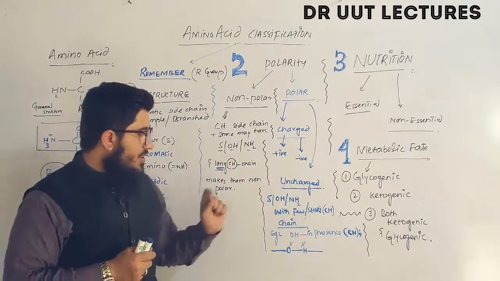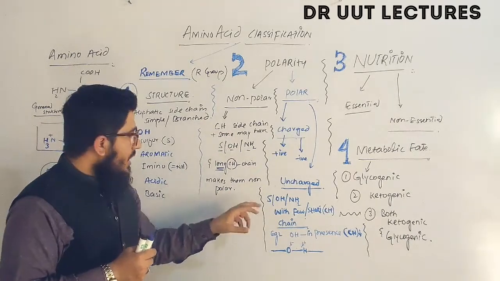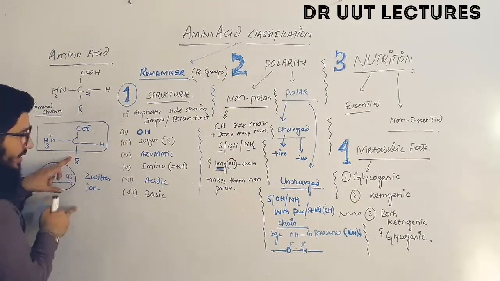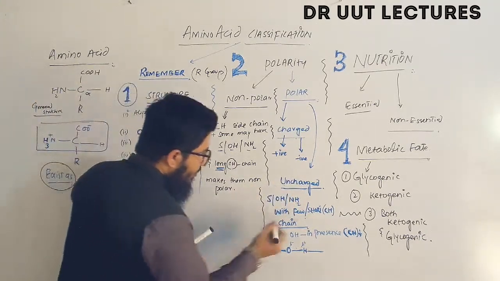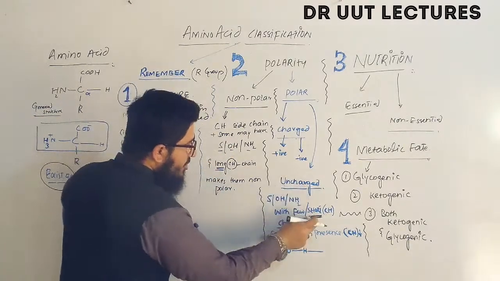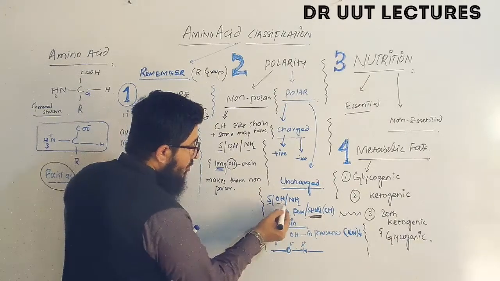Now what is uncharged? Now this is just a simple form of the non-polar. How? Like here we had a long chain attached with the central carbon in place of the R, but in case of the uncharged we will have a short chain. This is the very point, short chain. Here we were having the long chain. In uncharged we will have a short chain, and in the short chain we will be having the sulfur, hydroxyl, NH2 attached.